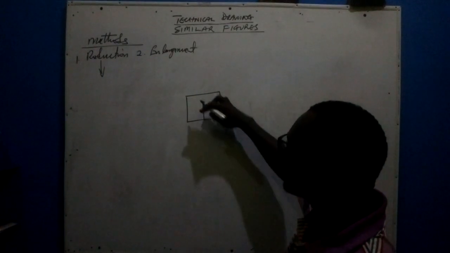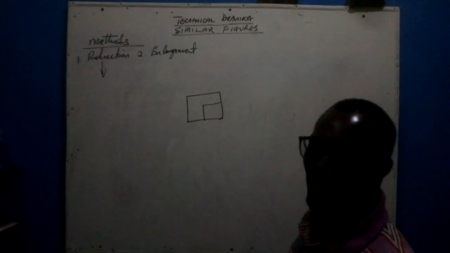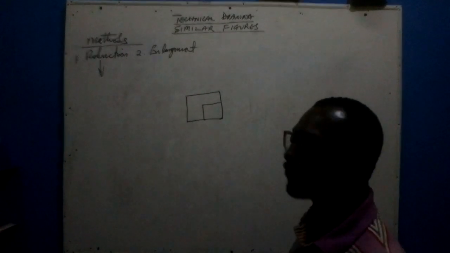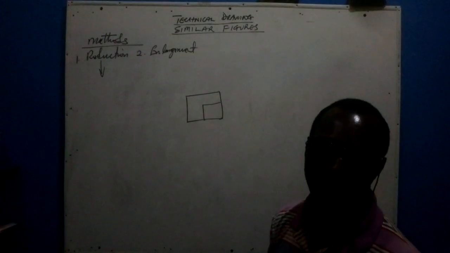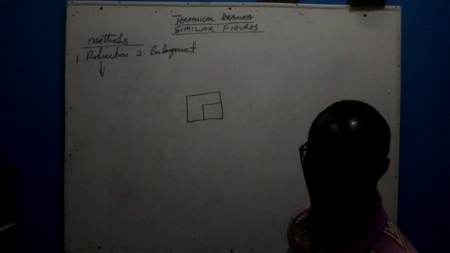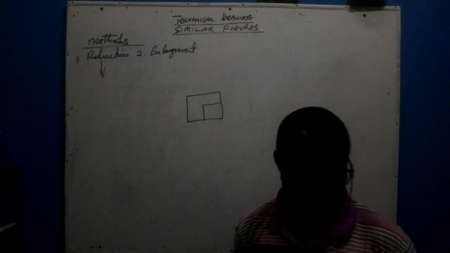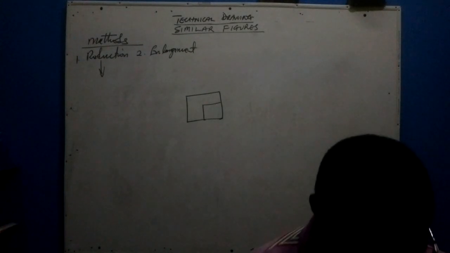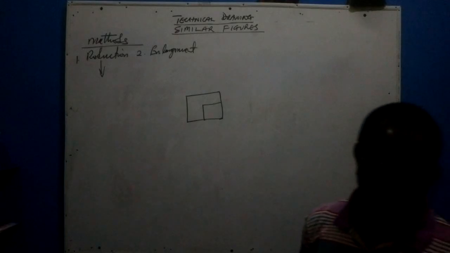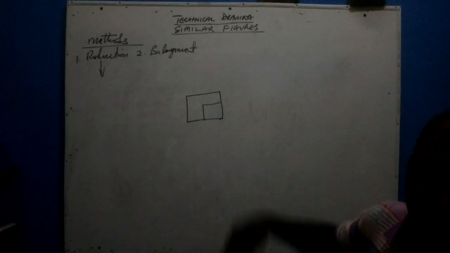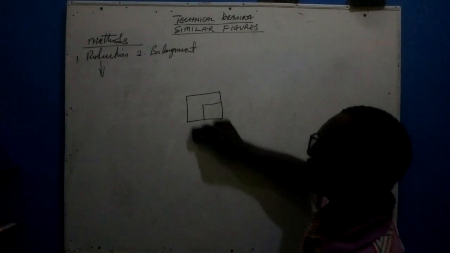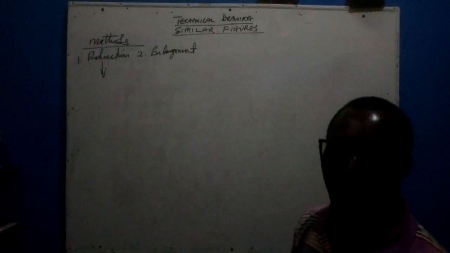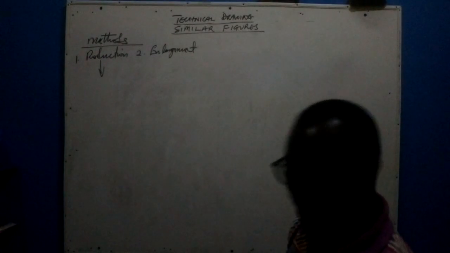But the moment it becomes more than the given figure, it is not a reduction. It means that you have gone out of the question being given to you. So when you talk about reduction, we are talking about a method of similar figures when the size is smaller than the given figure. Let's look at its construction. Then after that, we will come and look at enlargement.